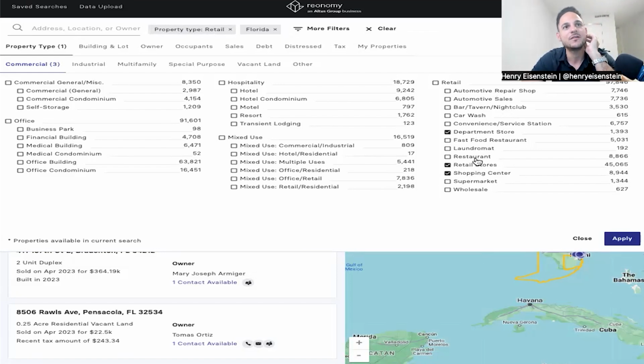Then you have laundromats, you have restaurants. These are pretty self-explanatory. When you're looking at restaurants, again, these are just single tenant restaurant buildings. I don't recommend calling it. I like to just do these.